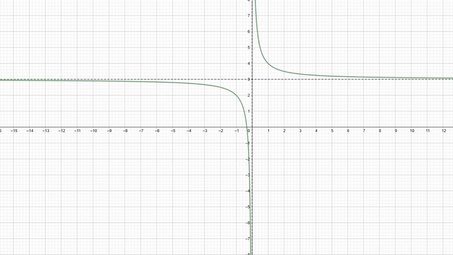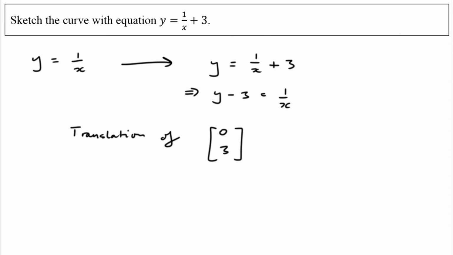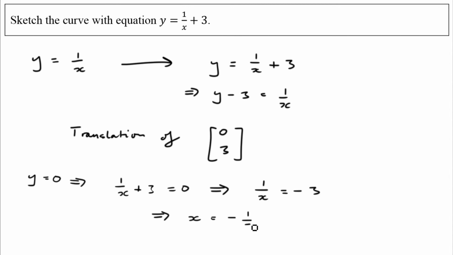We may also be asked to find the intersection points of our new curves with the coordinate axes. We can see that in this case the new curve does intersect the x-axis. How can we find exactly where it does that? Well, an intersection with the x-axis is where y equals 0, so it's best to do this algebraically. If y is equal to 0 in our new curve, that means that 1 over x plus 3 is equal to 0, which therefore means that 1 over x is equal to negative 3, and so x itself is equal to negative 1 over 3. And so the point of intersection of our curve with the coordinate axes is negative 1 over 3, 0.